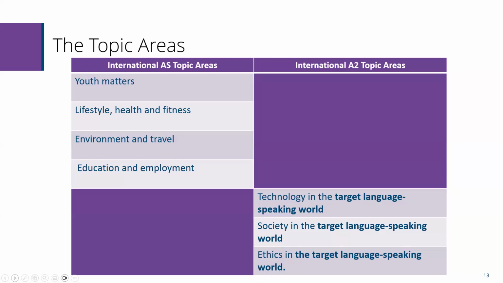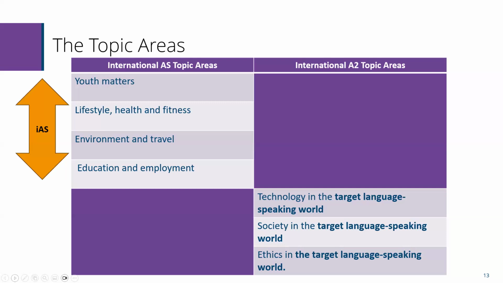Now, just talking to you a little bit about the topic areas then. In terms of the topic areas, the IAS uses these international AS topic areas: youth matters, lifestyle, health and fitness, environment and travel, and education and employment. All of your examining needs to operate within those areas. Certainly the cards will be set within those topic areas, and any questioning, anything you do, any follow-up that you do needs to stay within those topic areas.